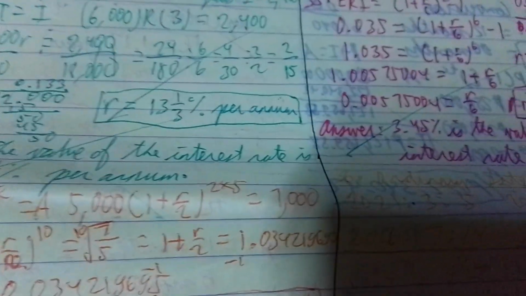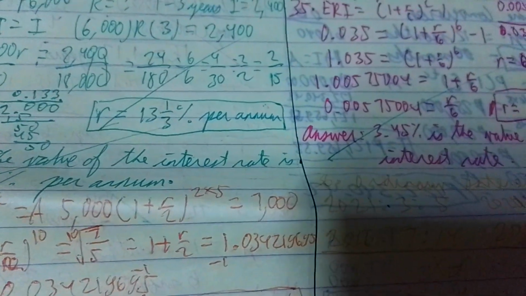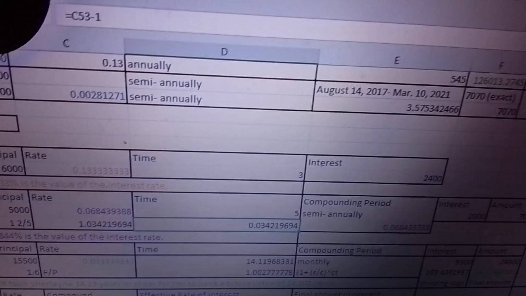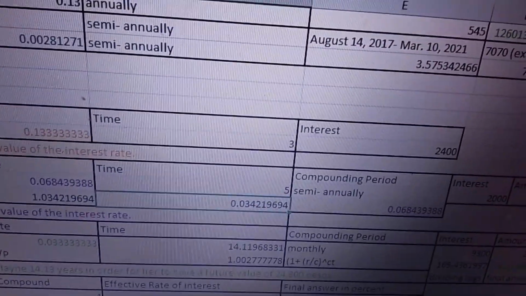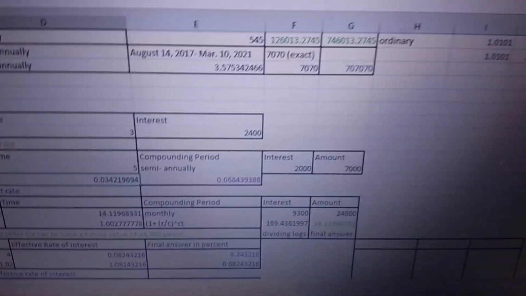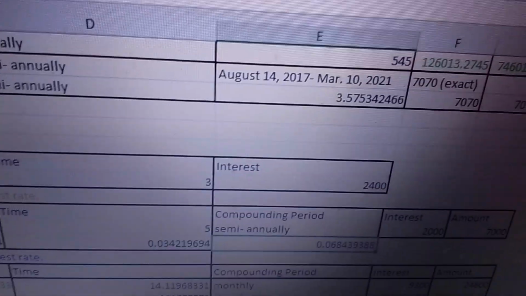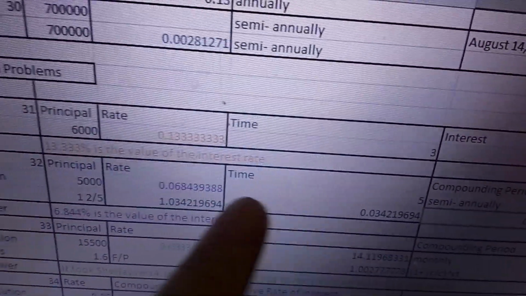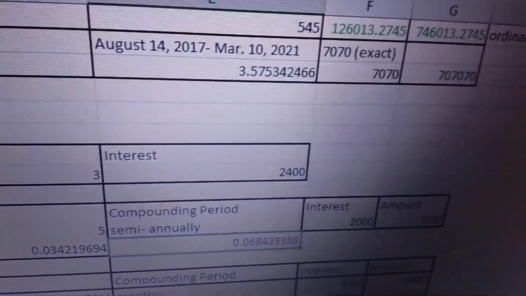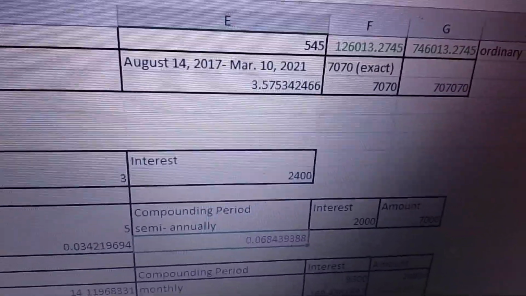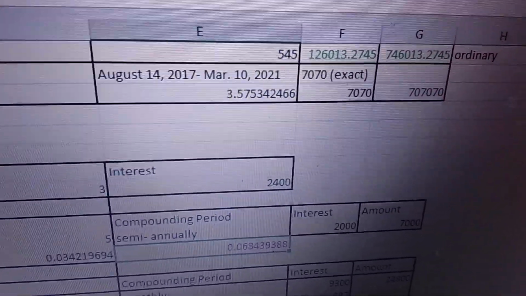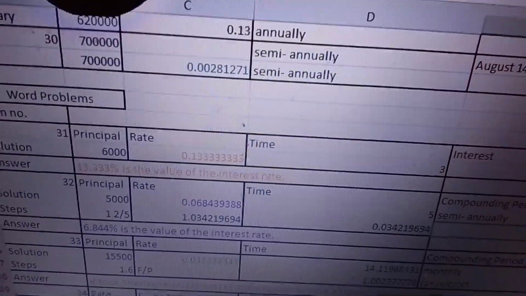Diba? Yan. And then 1 plus r divided by 2, we minus 1 on both sides. So this one minus 1 to give you this answer, diba? And then last but not least, because it's divided by 2, we multiply that. So D53, which is this one, the answer here, then multiplied by 2, tama, we should get the same answer. 0.0684389. And that is the rate.